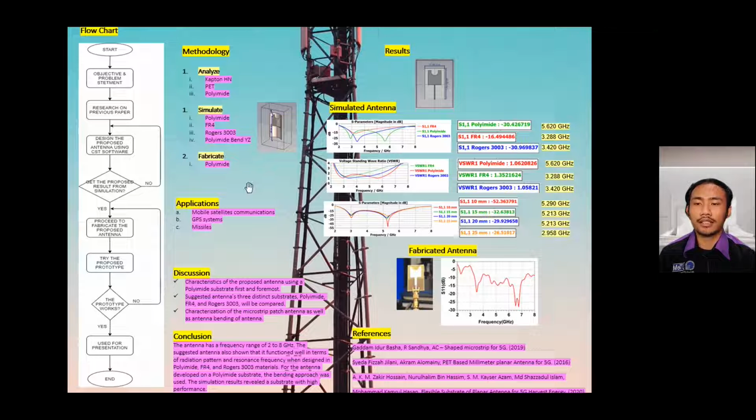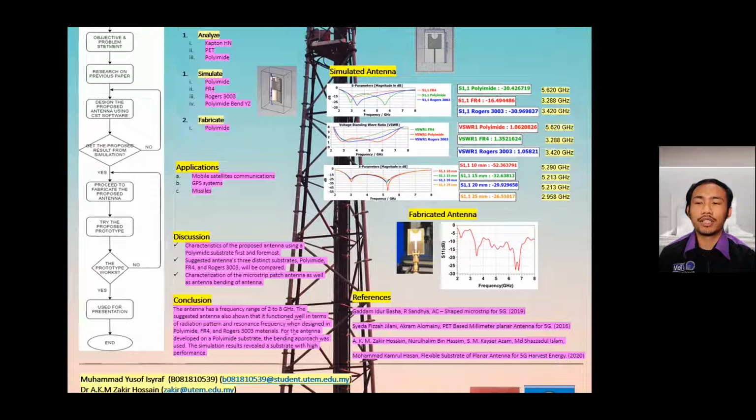After we get the successful result in the software simulation, we can proceed to fabricate the antenna on the PCB board. After that, we test the antenna using suitable tools or machines. So after that, if the antenna works, we can proceed to apply it in our daily life or use it for this presentation. If not, we have to refabricate the antenna on the PCB and test the antenna.